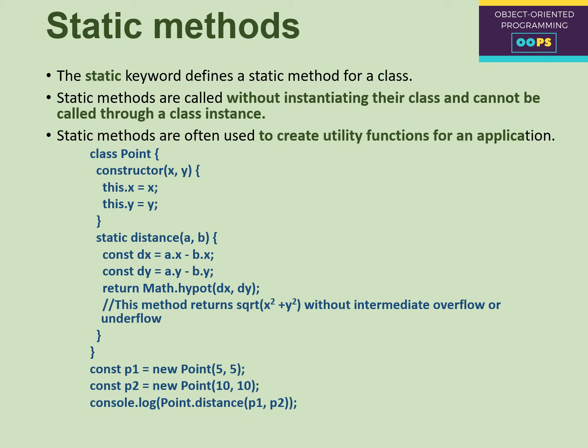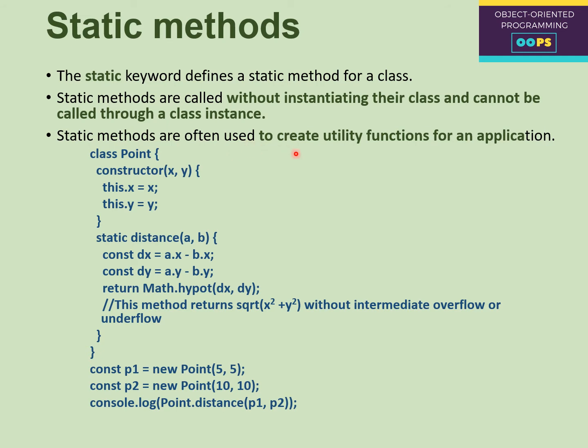Another important keyword which is related to OOP concept is static. Static methods, static variables. So the static keyword defines a static method for a class. Static methods are called without instantiating their class and cannot be called through a class instance. And in case of static, a static variable as well as a static member can be called without the help of an object of a class.